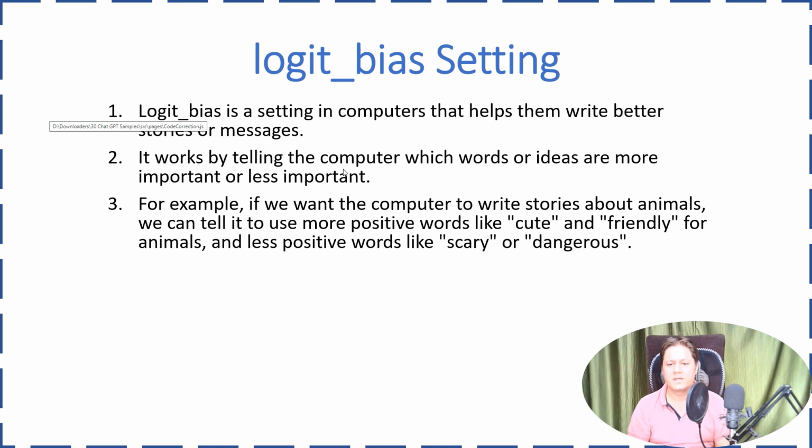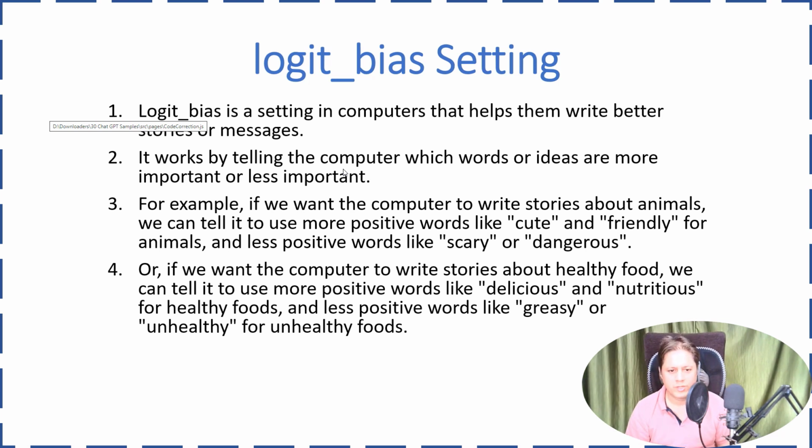Let's look at the examples given here. If I want the computer to write stories about animals, we can tell it to use more positive words like cute and friendly for animals and fewer negative words like scary and dangerous. So what we are doing here is changing the variable. We are giving numbers so that the system can understand. I will tell you how to do that.